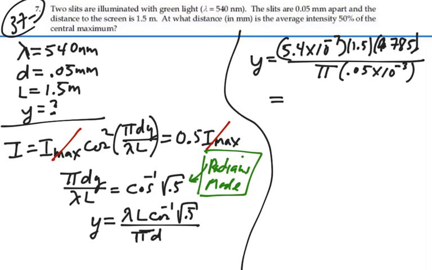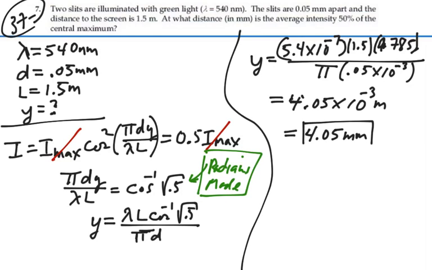And what do we get if we multiply all this? I get 4.05 times 10 to the minus 3 meters. Or if I wrote that in millimeters, which is what they asked for, that would be 4.05 millimeters. So the distance to the point on the screen, which is 50% of the central maximum, is 4.05 millimeters.